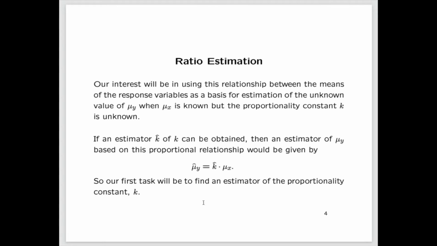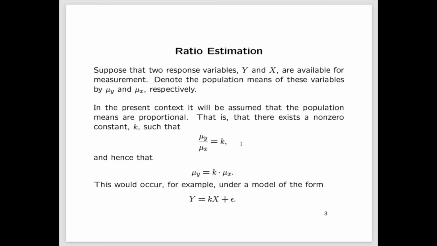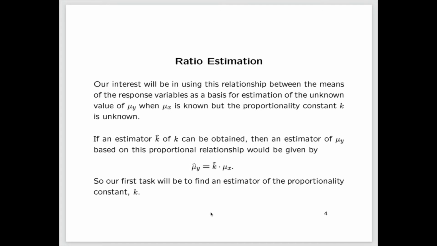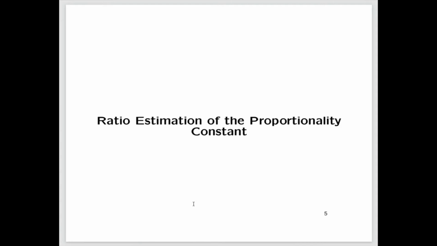So again, in order to utilize this kind of estimation procedure, we would have to know mu sub x, and then we would also have to estimate k. And if we can do that, then as long as this type of proportionality relationship holds, and again, that would hold under a special case simple linear regression model that I'm showing here on the bottom of slide 3, then we can estimate the mean of y in this fashion. So our first task will be to find an estimator of the proportionality constant k. All right, so let's see how we can do this.